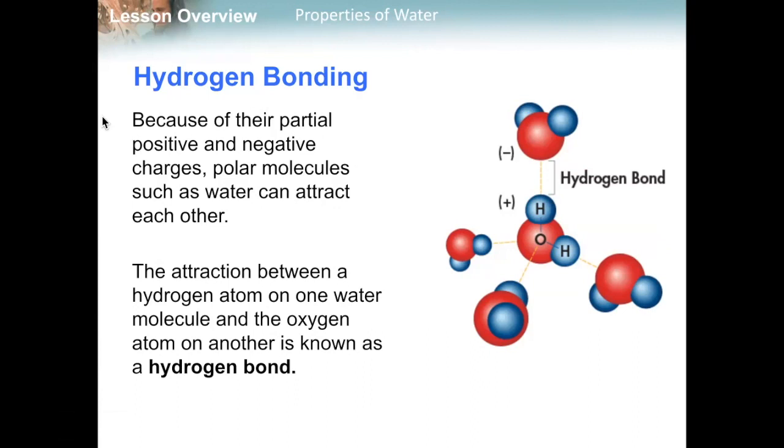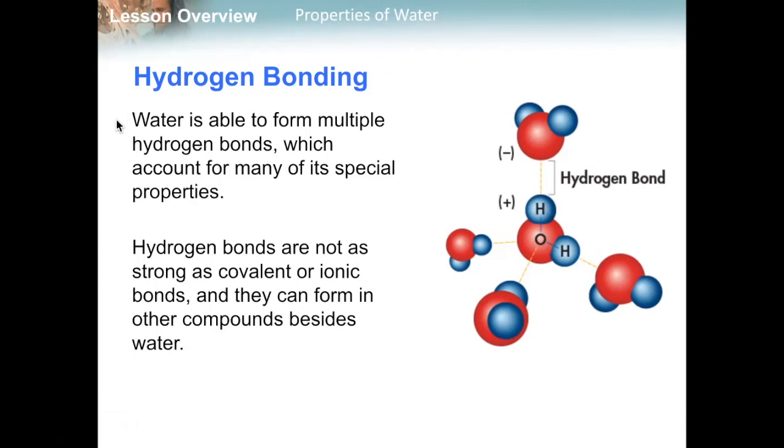So in this hydrogen bonding, with this molecule that now is polar because of the partial charge, positive and negative, polar molecules such as water can attract each other. The attraction between a hydrogen atom on one water molecule and the oxygen end of another water molecule is known as a hydrogen bond. Water is able to form multiple hydrogen bonds, which account for many of its special properties. Hydrogen bonds are not as strong as covalent or ionic bonds, and they can form in other compounds besides water.